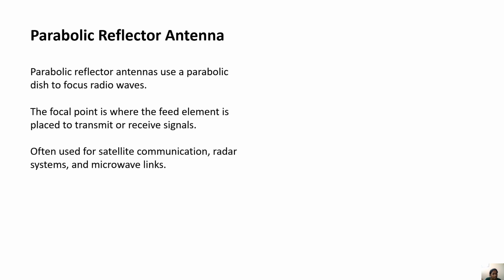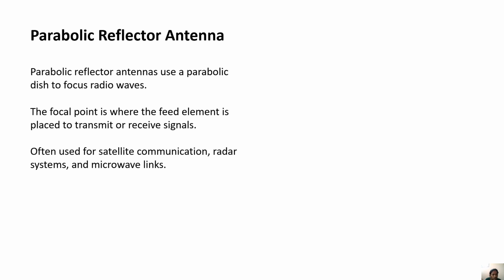Parabolic reflector antennas use a parabolic dish to focus radio waves. The radiating surface of a parabolic antenna has very large dimensions compared to its wavelength. Geometrical optics, which depends upon rays and wavefronts, is used to know about certain features of these antennas. Certain important properties of these antennas can be studied using ray optics, and other antennas using electromagnetic theory.